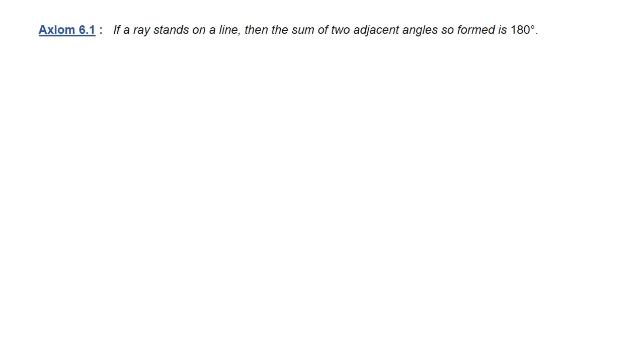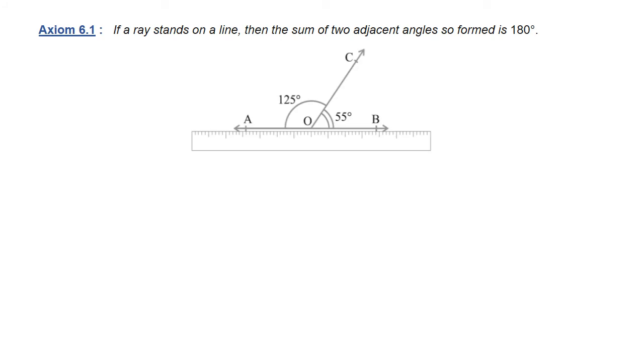Axiom 6.1. If a ray stands on a line, then the sum of two adjacent angles so formed is 180 degrees. We already learnt about linear pair of angles. So we can say that suppose AOB is a line and ray OC stands on it such that the two angles sum up to 180 degrees. Then these two angles form a linear pair of angles. So that is the axiom. If a ray OC stands on the line, then the sum of two adjacent angles is 180 degrees.